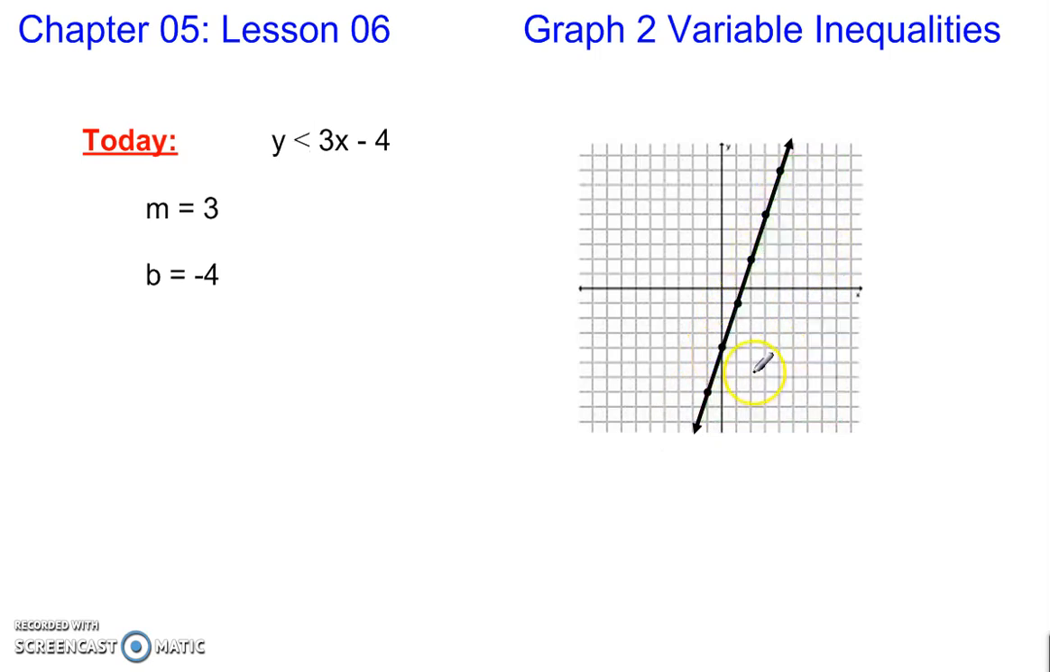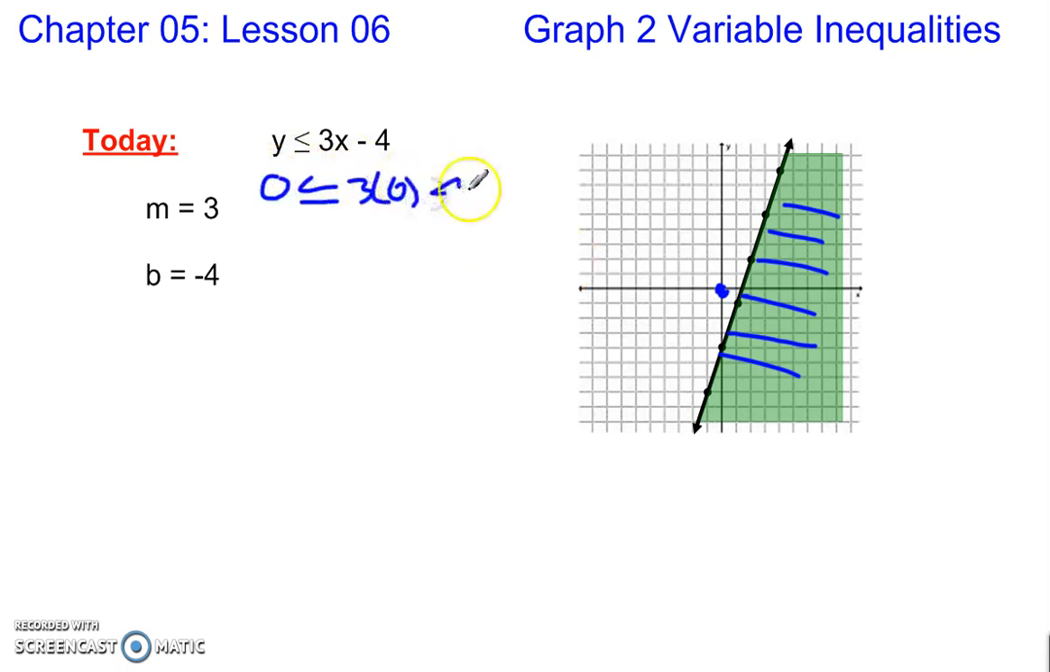Now if you're not sure which side that goes on, you can always check the origin if that's not on the line. See, is the origin part of the solution? Plug in 0, 0. Is 0 less than 3 times 0 minus 4? Well, is 0 less than or equal to negative 4? No. 0 is not less than, so this point is not part of the solution, so the solution is on the other side.